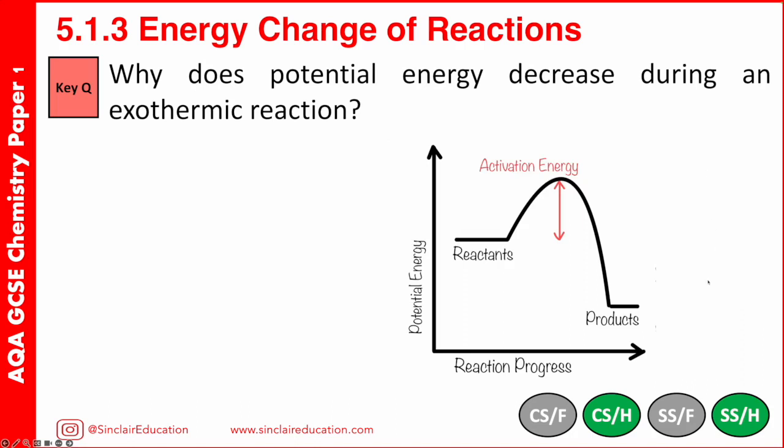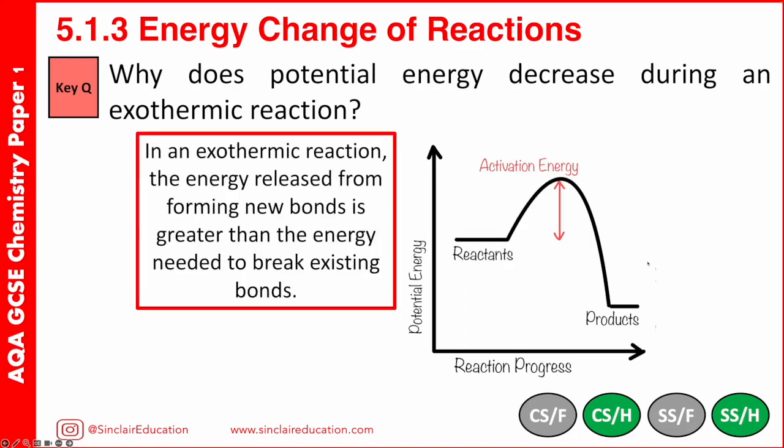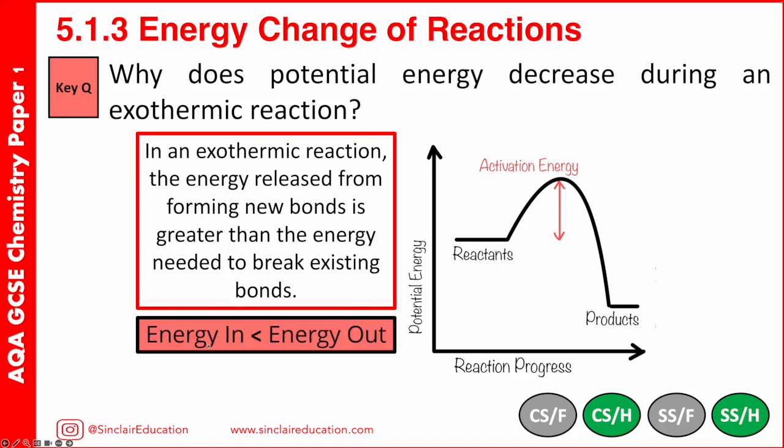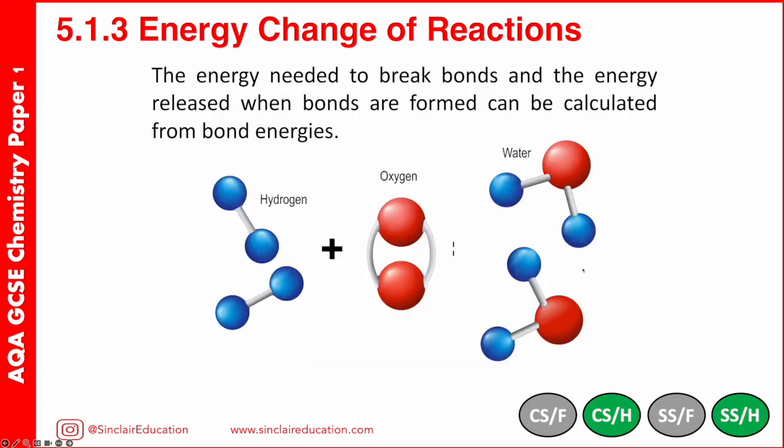During an exothermic reaction, the potential energy decreases. This is because the energy released when we've made new bonds was a lot higher than the energy that was taken in to break those bonds. So now the energy taken in to break those bonds was less than the energy given out, and so this is an exothermic reaction.